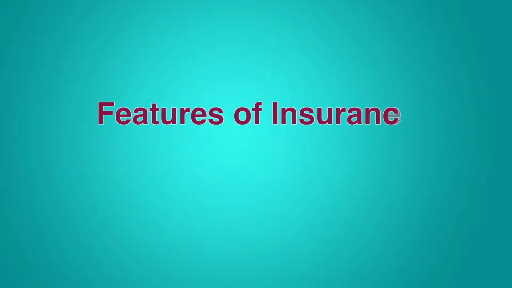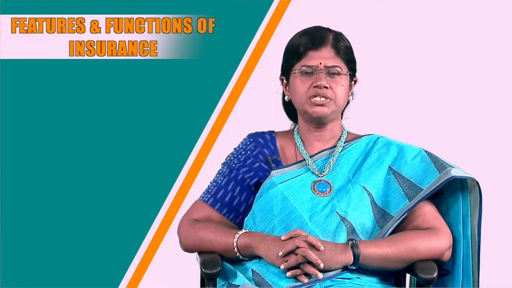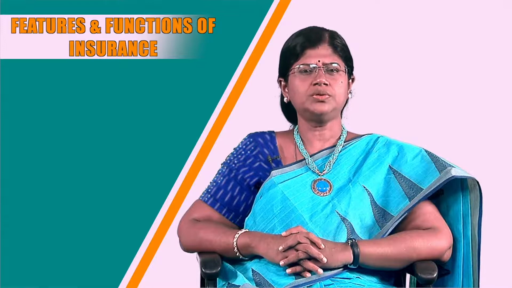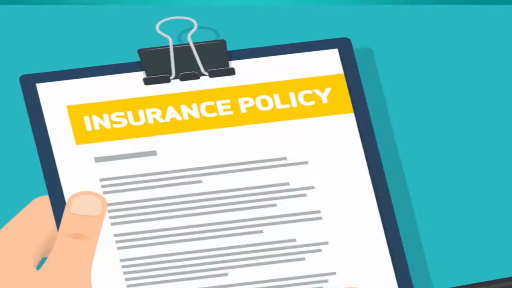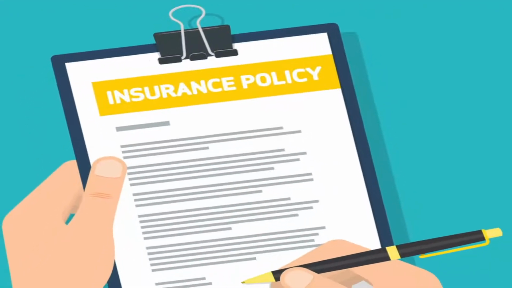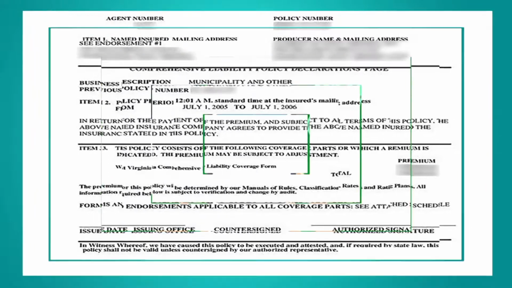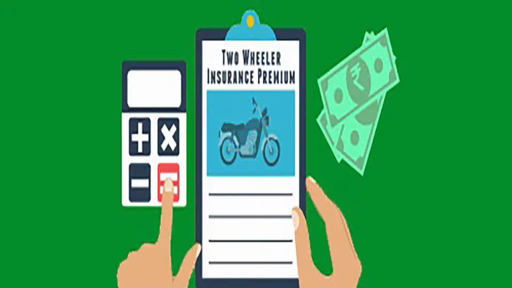Shall we look into the features of insurance? On the basis of the definitions of insurance we discussed, one can observe the features. First of all, we take the feature contract. Insurance is a written agreement between the insurer and the insured, wherein the insured makes an offer and the insurer accepts his offer. Then consideration.